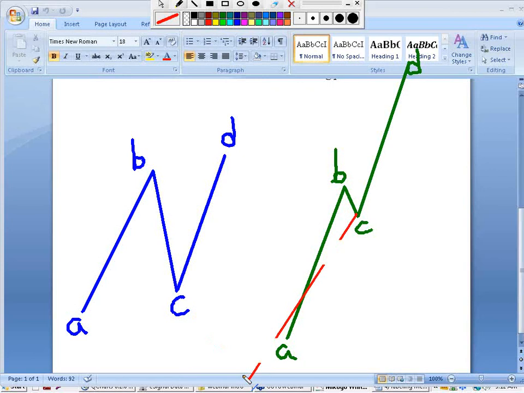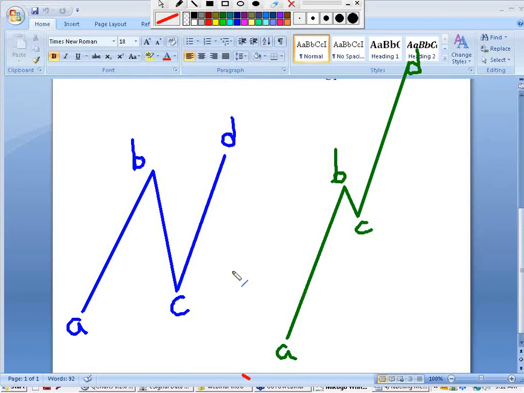In the blue pattern, the pullback is quite large in comparison to the A-B move. This is called the retracement. The BC is a retracement against the AB thrust. The green pattern, also BC, is a retracement against the AB thrust. But which one has more pullback, if you will? The blue one. And as such, the blue pattern is deemed to be not as strong to the upside as the green pattern. Okay? Why?